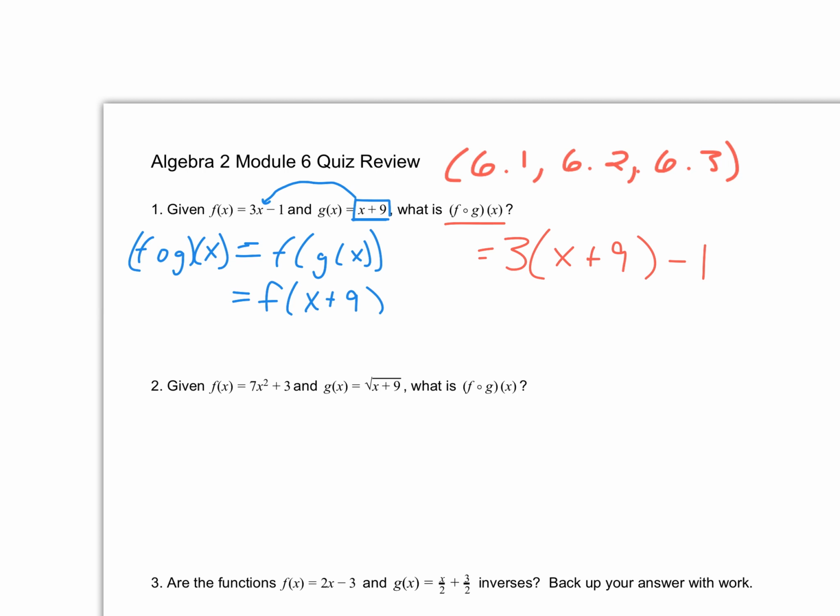From there, to simplify, you distribute 3x plus 27 minus 1, and then combine like terms, 3x plus 26.